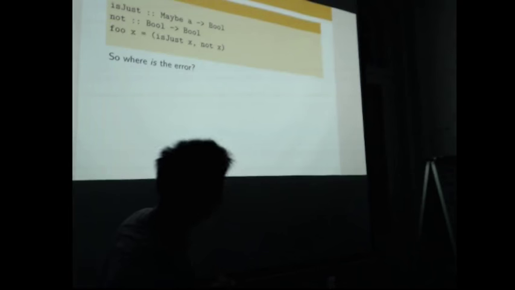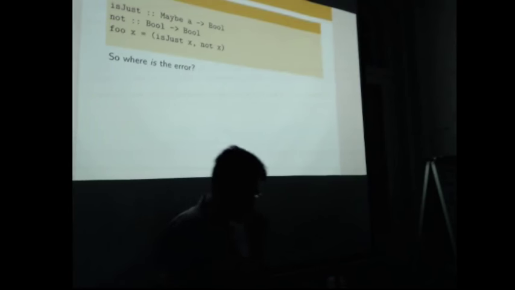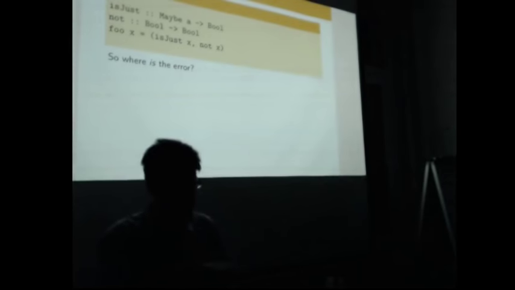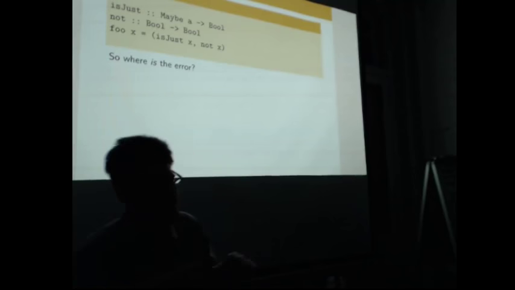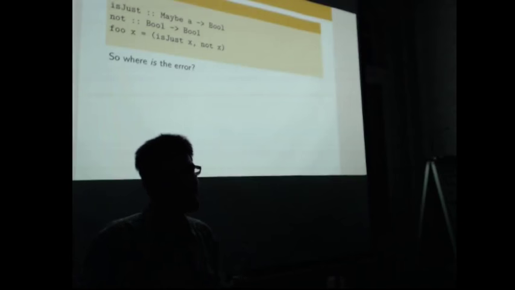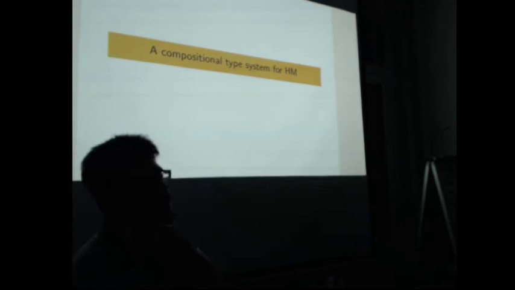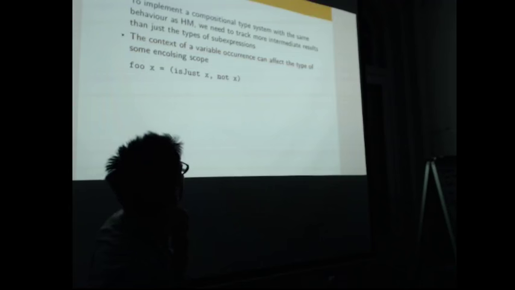And the whole point of a compositional type system is that if you want to type check a term, you type check the subterms independently of each other. You get back something from each of them, and then you look at those sub-results, plus of course the structure of the term itself, which determines the type of the larger term. So let's look at what a compositional type system would look like for this.